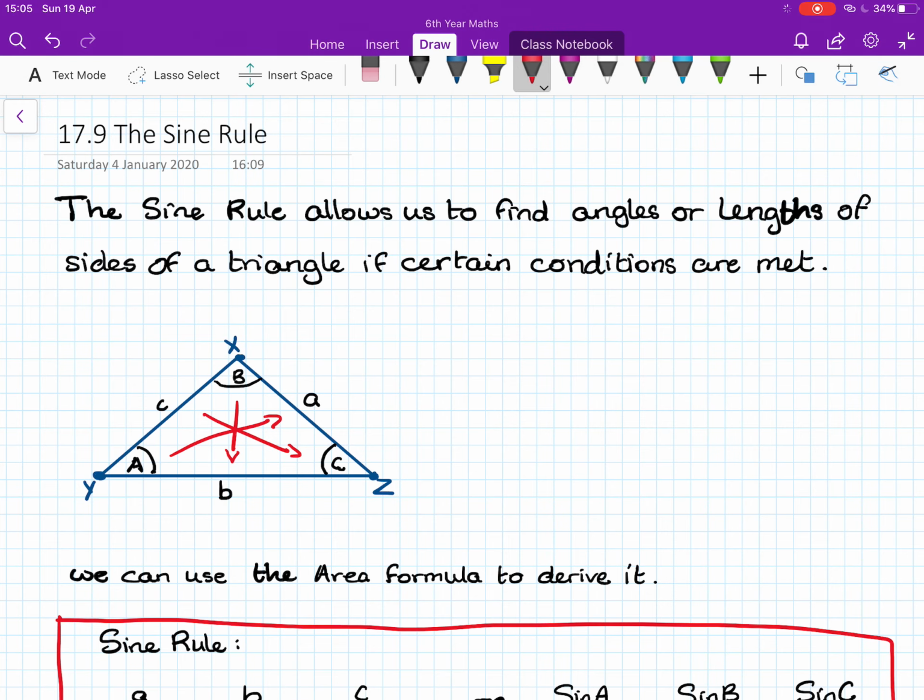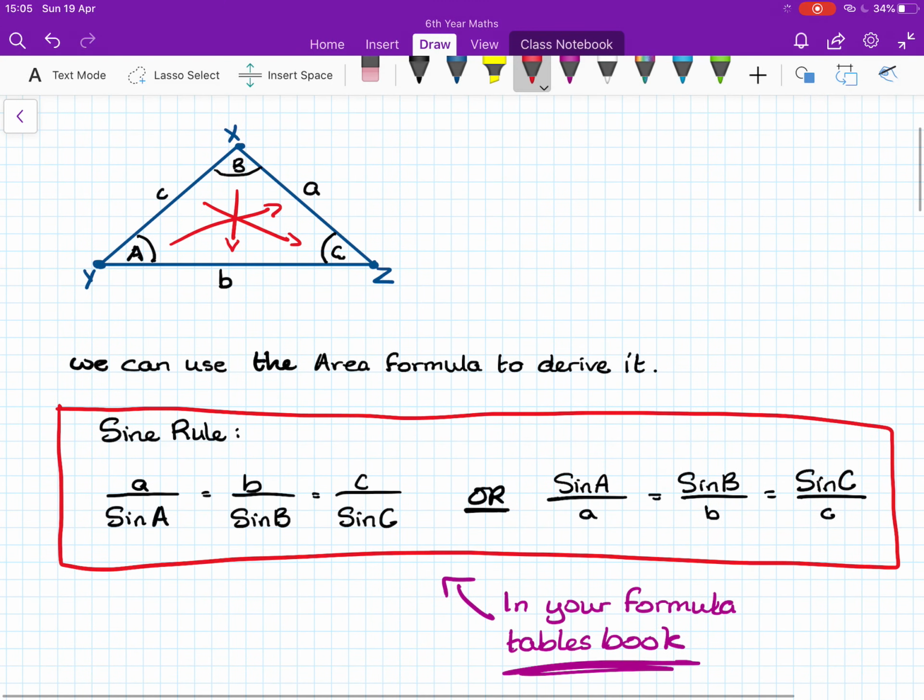So when we're dealing with the sine rule, it has a particular formula. There's two versions of this formula depending on what we're looking for. Both will work no matter which way you do it, but it just makes it a little bit easier depending on which one you use. Now this is in your formula tables book, so you don't need to learn it off. A couple of things to note here.